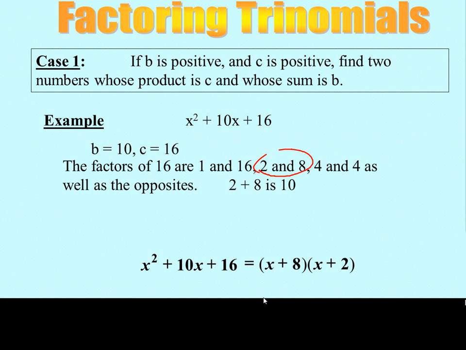Those are the numbers that get attached to the x, right? So x plus 8 times x plus 2 is the factored form of this polynomial. This we call a trinomial, 3 terms, quadratic trinomial. How could we check to see if we did it right?